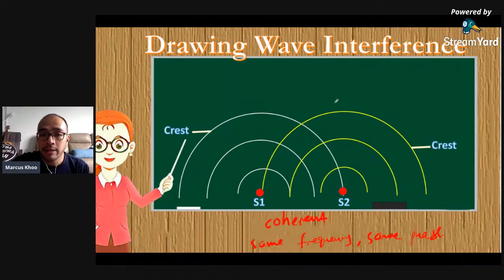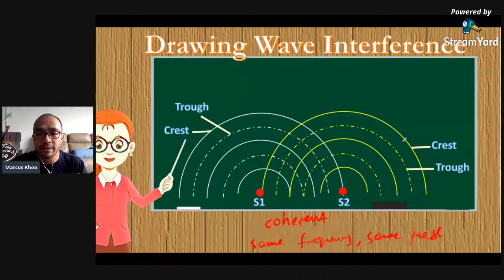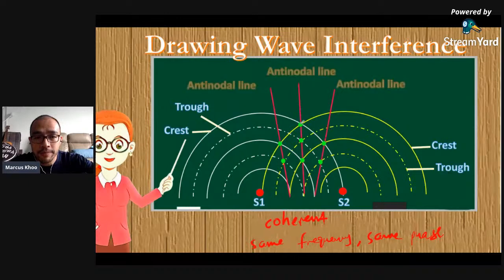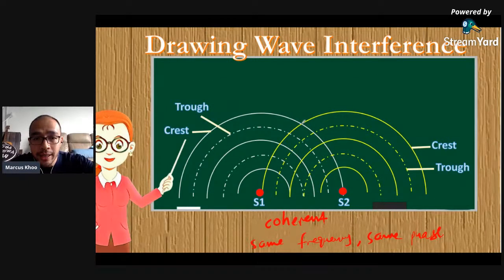If you were to draw both patterns, you see something like this, where the yellow lines represent the crests and the dotted lines represent the troughs. Notice that when the two waves superposition, let's say for example this dot over here, this crest plus the yellow crest superposition. When two crests from different wave sources combine, there will be constructive interference.